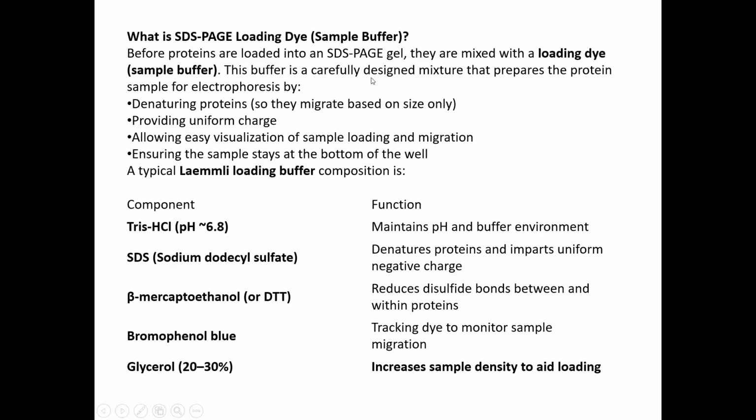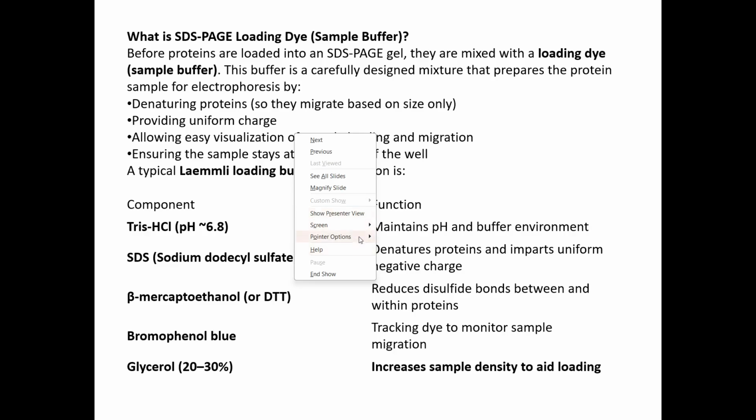So this buffer is a carefully designed mixture that prepares the protein sample and gets it ready for the electrophoresis. What it does is denature the proteins, so they migrate based only on size. It provides uniform charge, so charge-based bias is also not there, and it allows easy visualization of sample loading. The sample protein will generally be translucent. You cannot properly visualize it when you load it into the gel in the buffer.